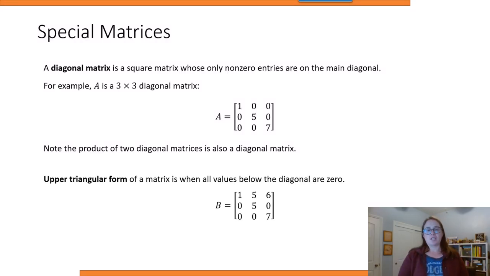The other definition I want to mention is upper triangular form, because this is going to come up later. This just means that if you were to look at everything below the main diagonal, you get all zeros. Above the main diagonal, you might have some zeros, but in that bottom left corner of the matrix, you're going to get all zeros there.